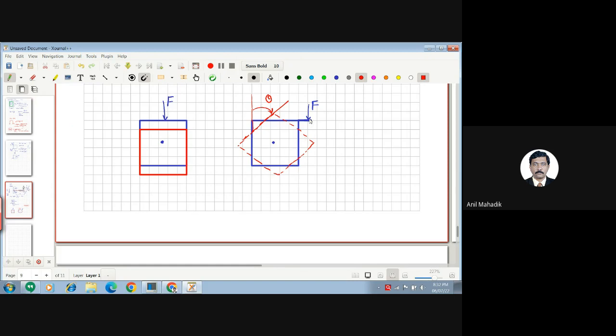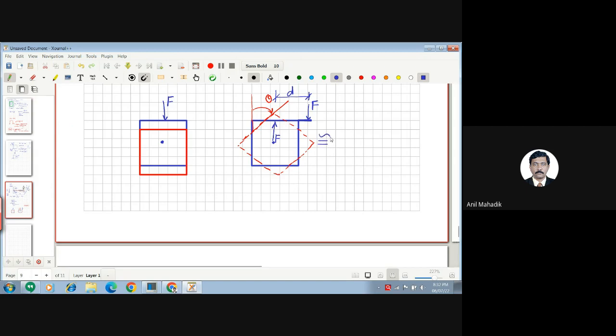So due to the force, what will happen? There will be a reaction here. This force will have a reaction somewhere here, isn't it? I can call it a reaction. This reaction will be F only. So let me write down this reaction as F only. This will be F, this will be F. This is a reaction, this is action. And there is a distance between the two. Let's say this is a distance D.